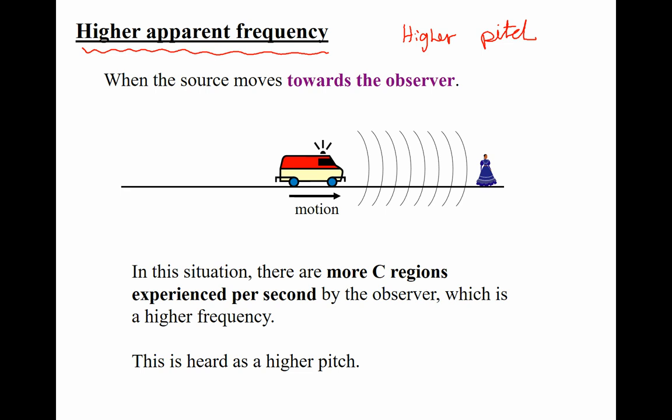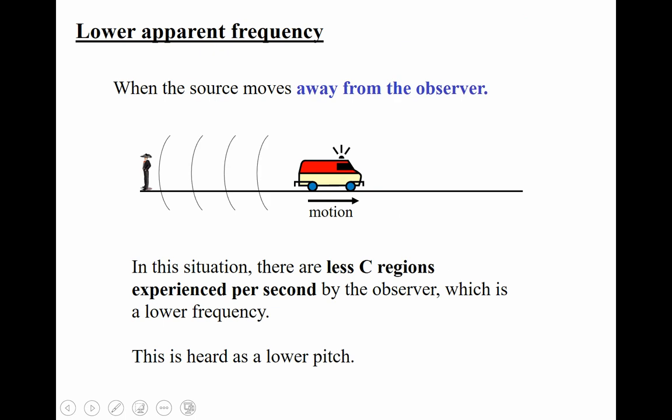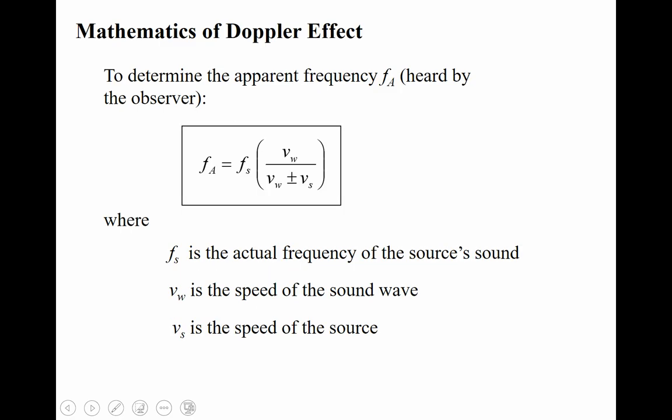Higher pitch sound, right? So more cycles in the same amount of time, more crests or compressions in the same amount of time means a higher frequency and therefore a higher pitch. Cool. Next piece to talk about is, what if the source is moving away? If the source is moving away from the receiver, you're going to have fewer crests or compressions per second, which means you're going to have a lower pitch. So moving towards: higher pitch; moving away: lower pitch.